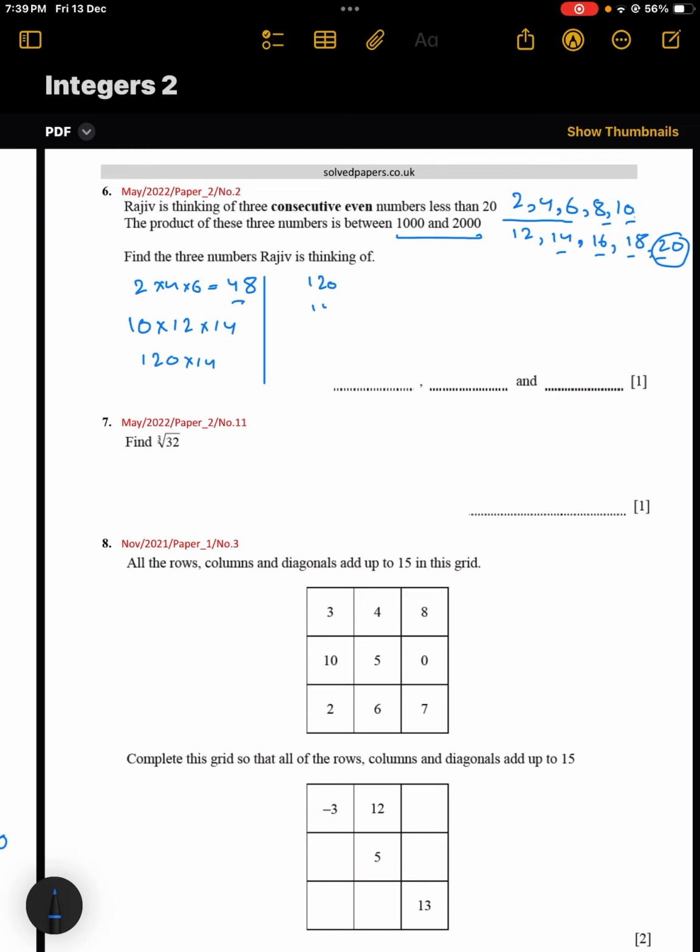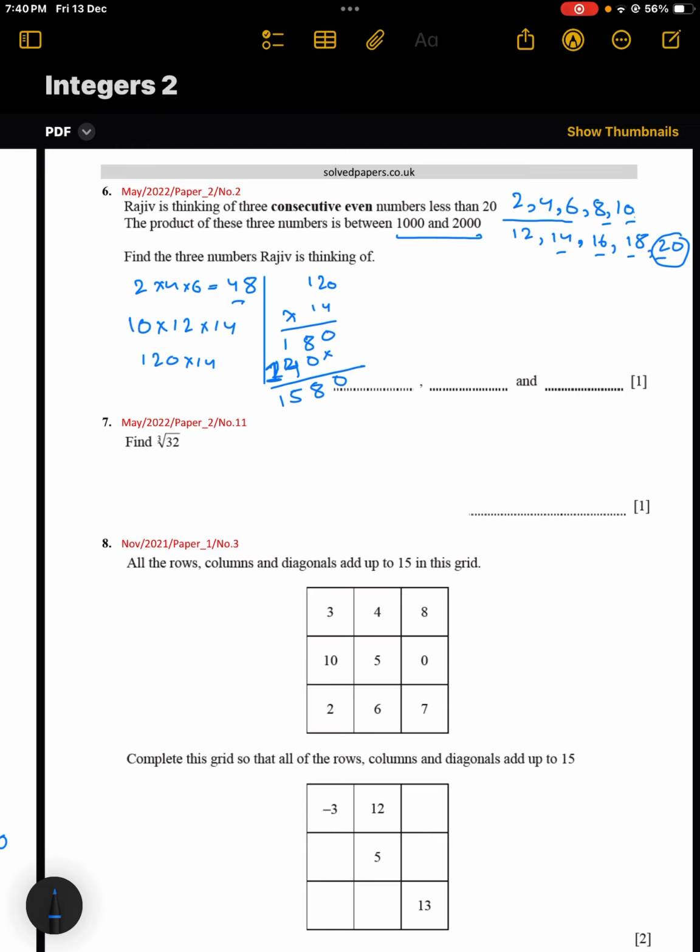120 times 14. 4 times 0 is 0. 4 times 8 is, 4 times 2 is 8. 4 times 1 is 4. 1 times 0 is 0. 1 times 2 is 2, and 2 is, sorry, this is 4. So 0, 8, this will be, this is 1, this is 1, 5 and 1.